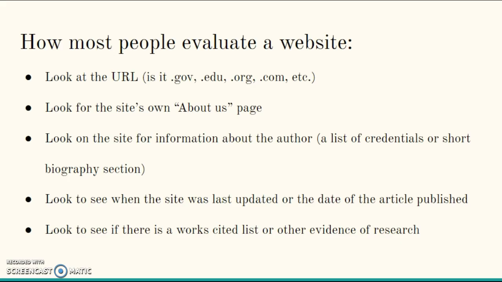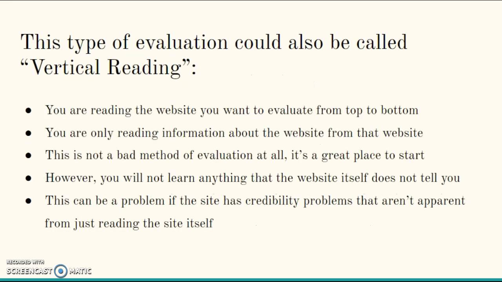Consider how most people normally evaluate a website. They do things like look at the URL, look at the site's About page to read about it, make sure the article they want to use has information about the author, look at the site to see what date it was last updated, look to see if the site includes a works cited list or other evidence of research. These are all good strategies, but the thing that they have in common is that they are all done with information that is found only on the website that you are evaluating.